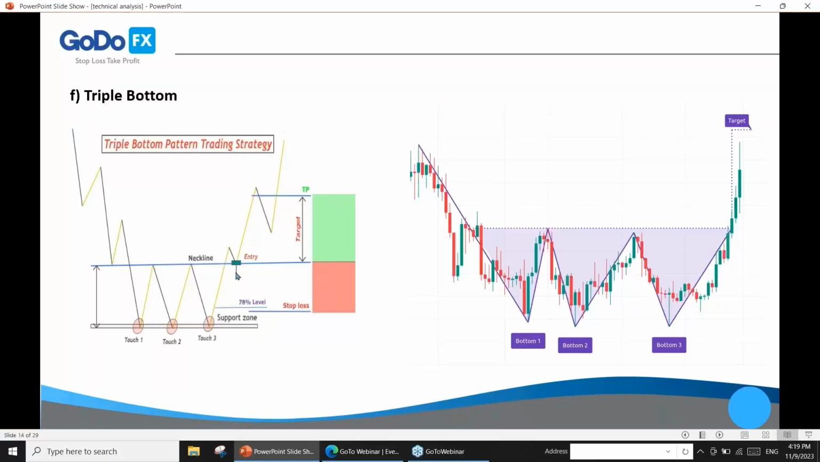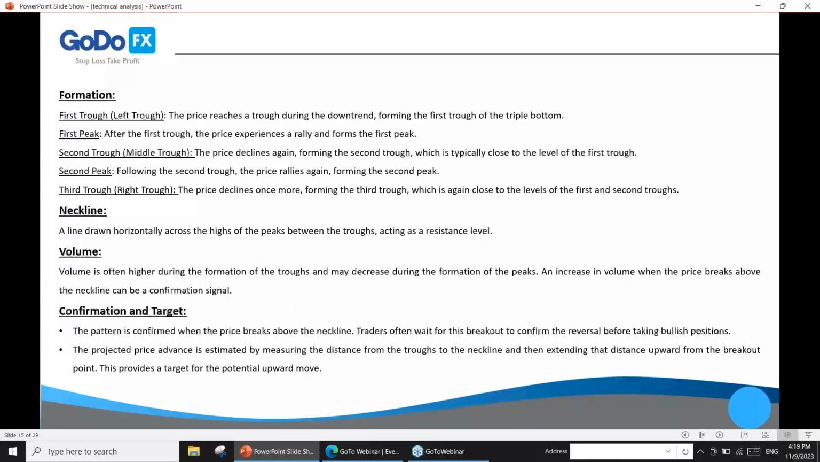Concerning the triple bottom, it is a bullish reversal pattern that forms after a downtrend and signals a potential reversal from bearish to bullish. So the price reaches a trough during the downtrend, forming the first trough of the triple bottom. After the first trough, the price is gonna rally and forms the first peak. And after it, the price will gonna decline again, forming the second trough, which is typically close to the level of the first trough. Following the second trough, the price rallies again, forming the second peak. And finally, the price declines once more, forming the third trough, which is again close to the levels of the first and second troughs.